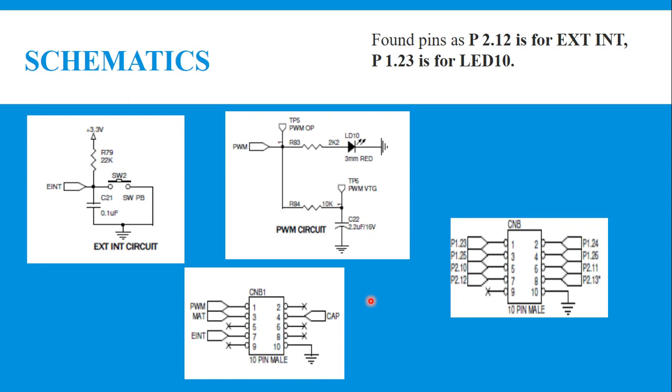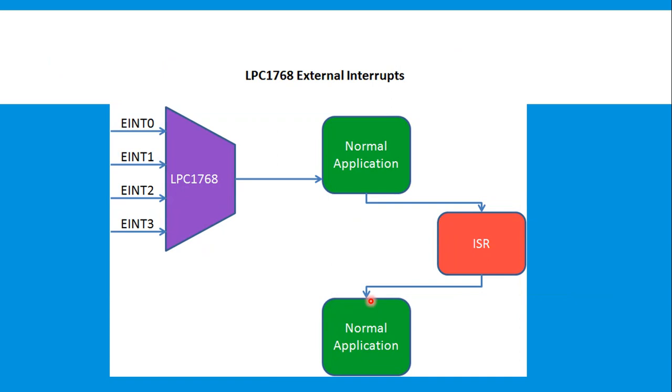Now I'll explain that the LPC1768 will accept 4 different external interrupts, namely EINT0 to EINT3. What actually is meant by interrupt? If any interrupt among these occurs, then the LPC1768, if it is in normal execution, normal application, will be redirected to the ISR, that's the interrupt service routine, by the vector table. It will serve the ISR first and then return to the normal application. The main important point is that LPC1768 will accept 4 external interrupts.